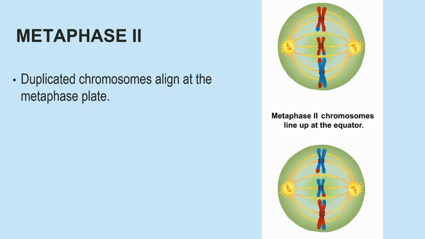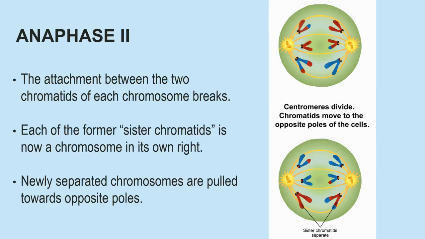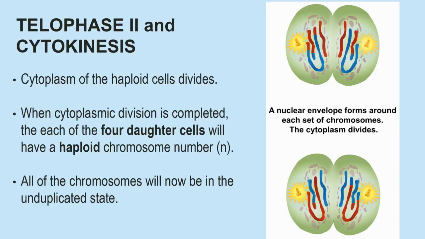So kung kanina kasi 3 chromosomes lang po yan with the metaphase II. Right after anaphase II po, yung 3 chromosomes po natin naging 6 chromosomes na po. The sister chromatids is now a chromosome in its own right. So telophase II and cytokinesis, cytoplasm of the haploid cells divides. When cytoplasmic division is completed, each of the 4 daughter cells will have a haploid chromosome number. All of the chromosomes will now be in the unduplicated state.